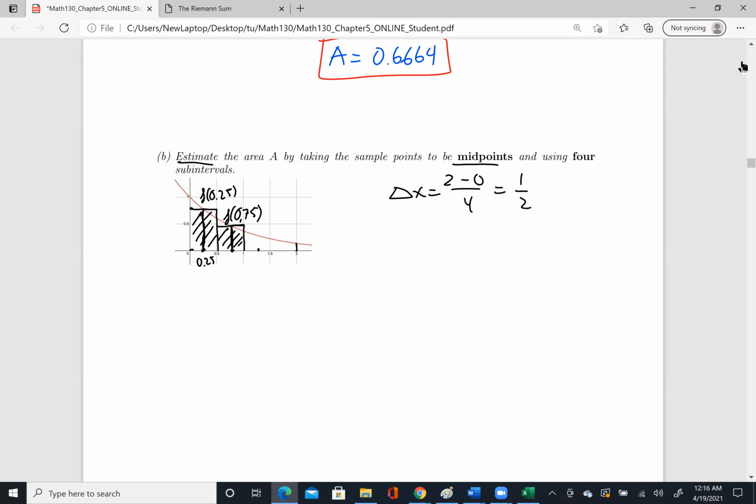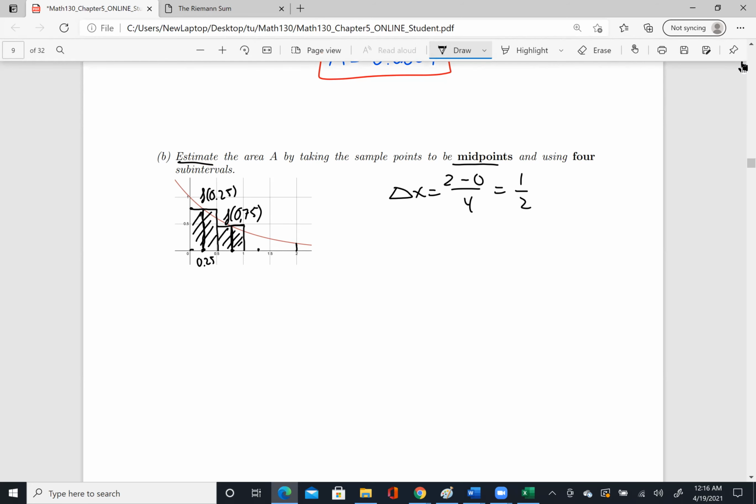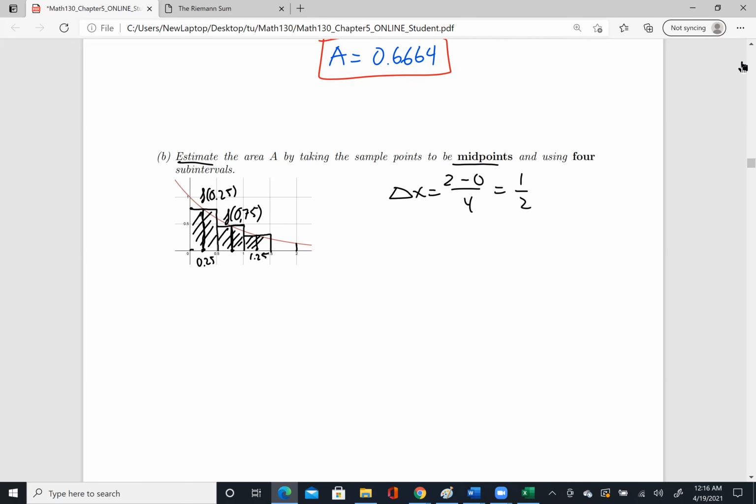Next one I have is going to be 1.25. Okay, and keep going. I have this one, 1.75. And this will be the last one.